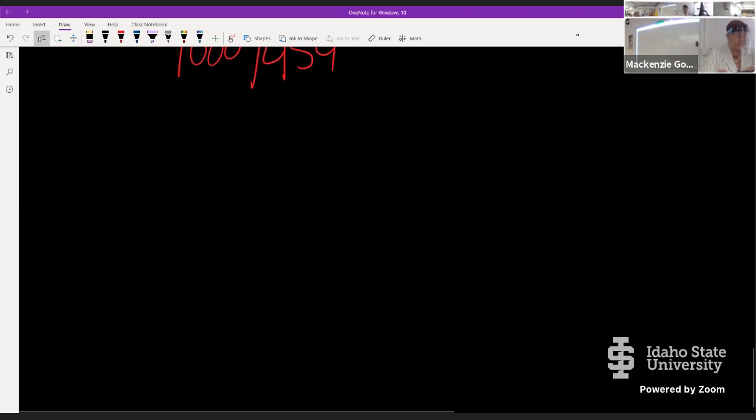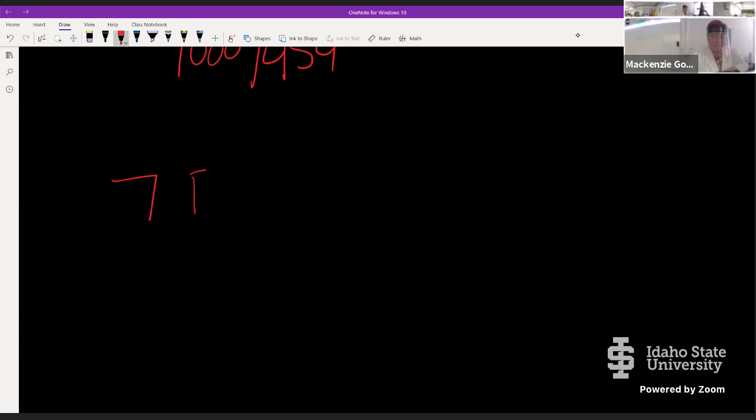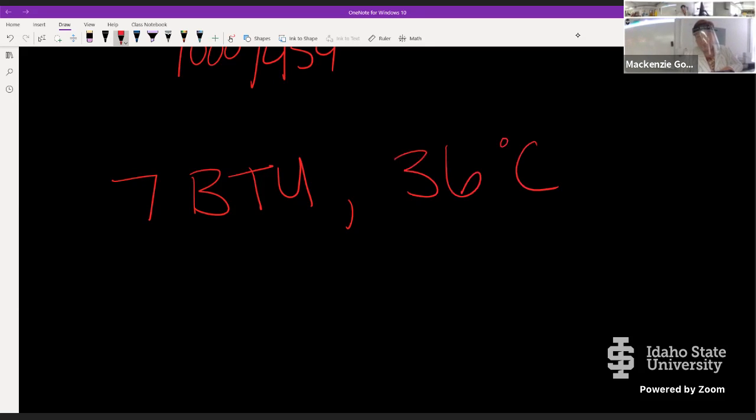I have a system that is doing 7 BTUs of heat transferred out of a fluid that is at 36 degrees Celsius. Are these the same family of units?